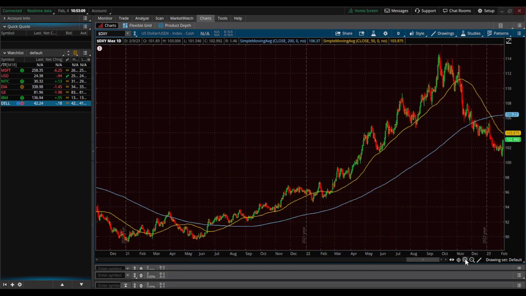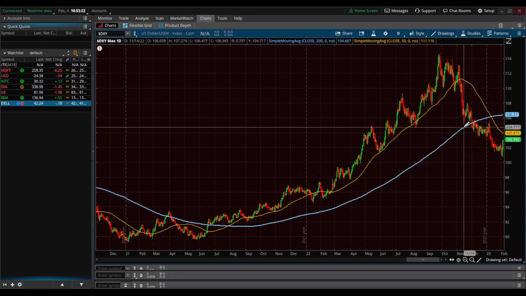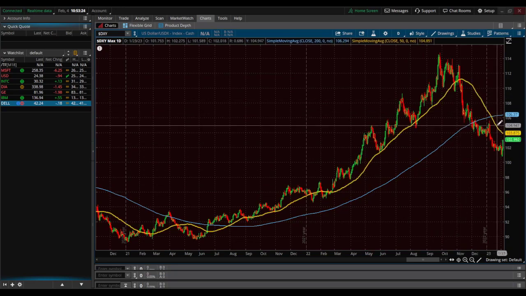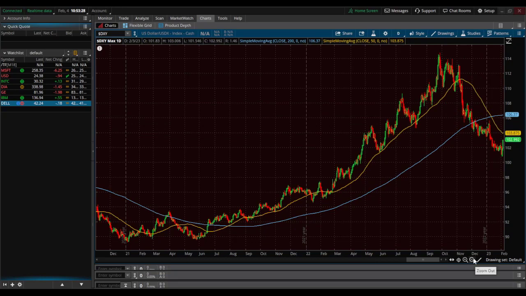If you pull in a little closer, we can see the dollar topping in September and then breaking down this trend. This is a 50-day moving average, and this blue one is the 200-day. This is what traders call a death cross, showing us there's a major change in character.